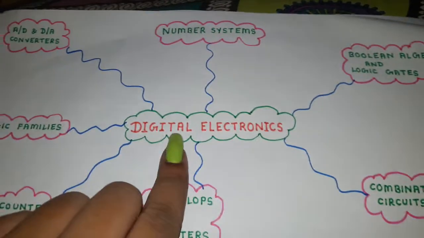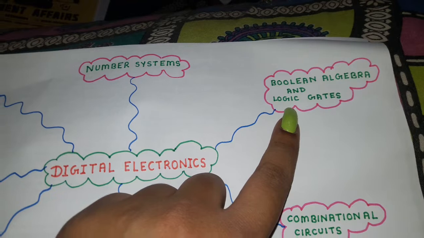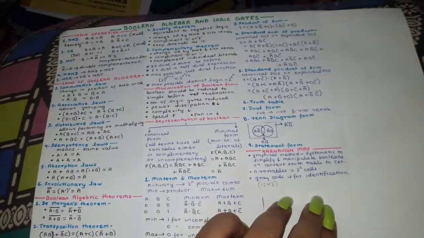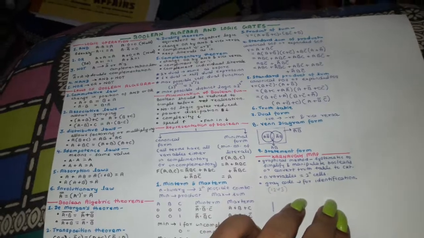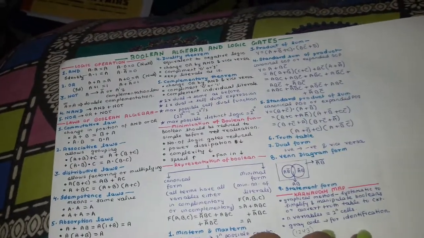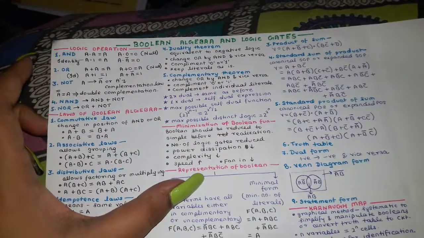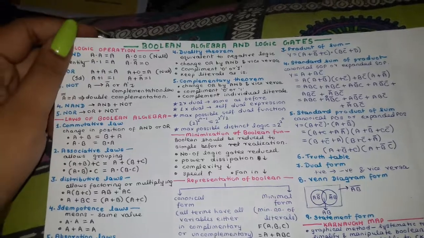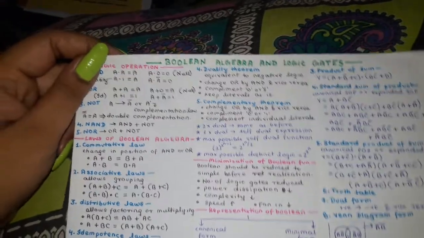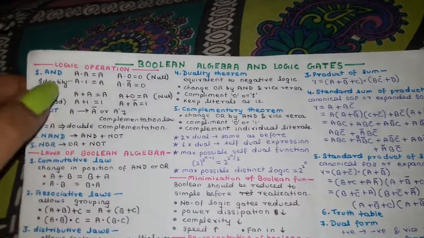Hello guys, today we shall be starting the first chapter of digital electronics, which is Boolean algebra and logic. This is the sheet of Boolean algebra, and as you can see, this is still under process. I will be completing the sheet as well as the videos, because we do not have that much time left for the exams, so I will be speeding the process a bit. So let's get started with Boolean algebra and logic gates.